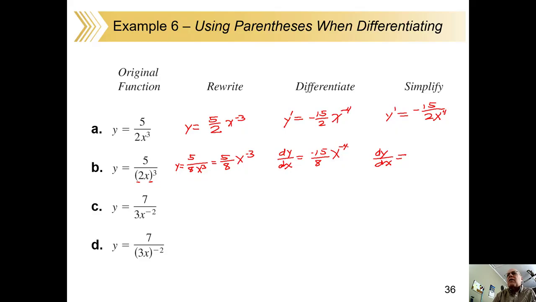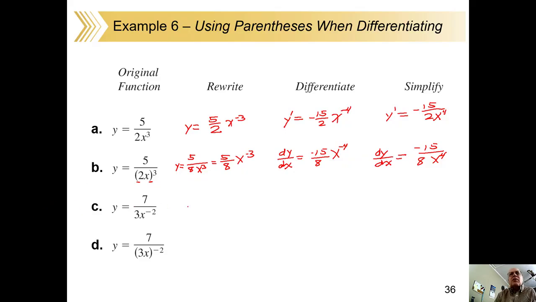That x to the negative 4 means the x to the fourth should be in the denominator. So negative 15 over 8, and the x goes in the denominator. Done. And there's your derivative. Next one.